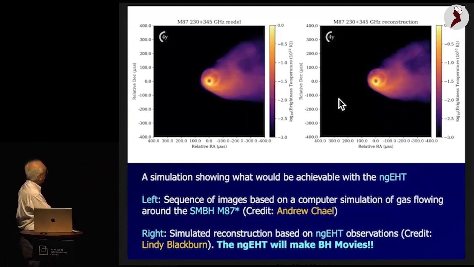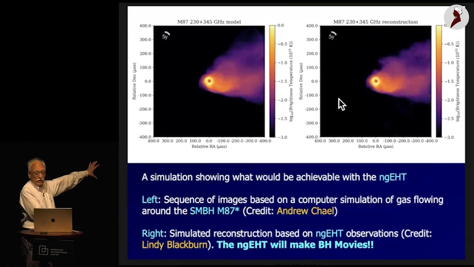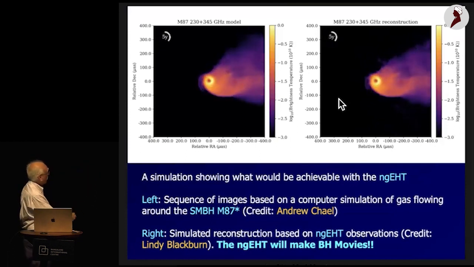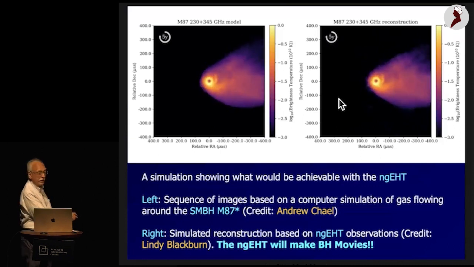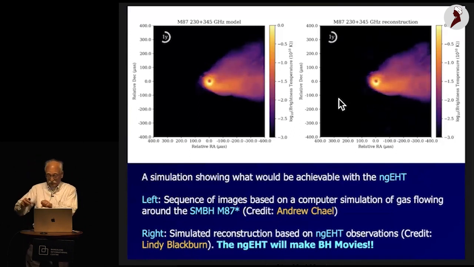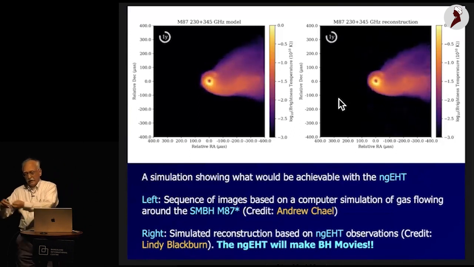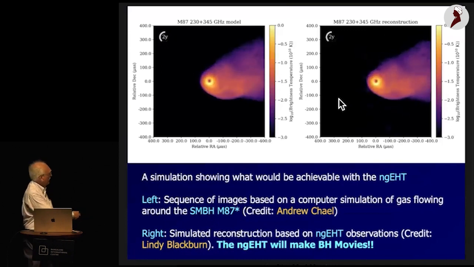What's on the left is what his model predicts is the object. So this is supposed to be the truth. What's on the right is what NGEHT would reconstruct. It would collect data from this guy, and then you'll go through all this process, correlating, reconstructing, and all that stuff. And you will get what's shown on the right. And you can, by eye, hardly see any difference.